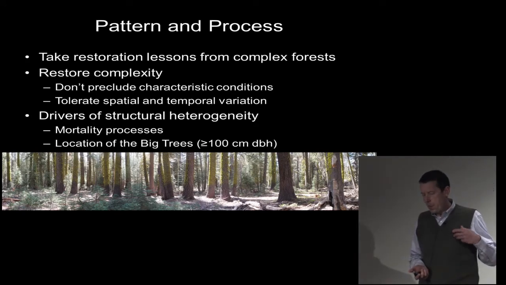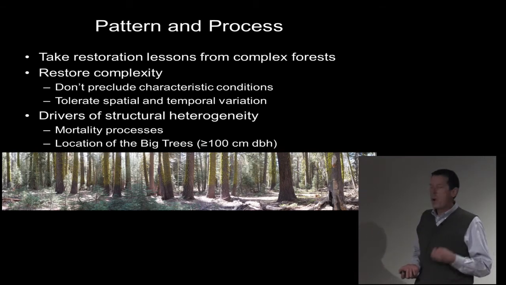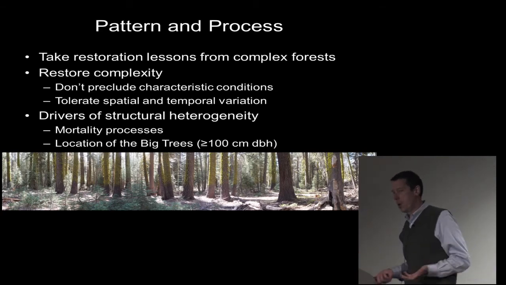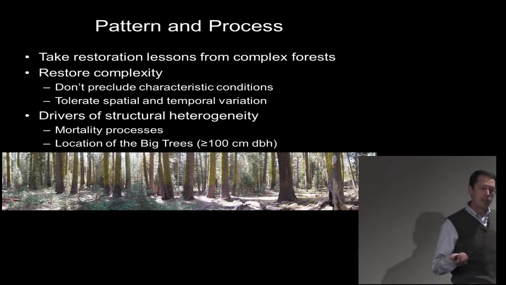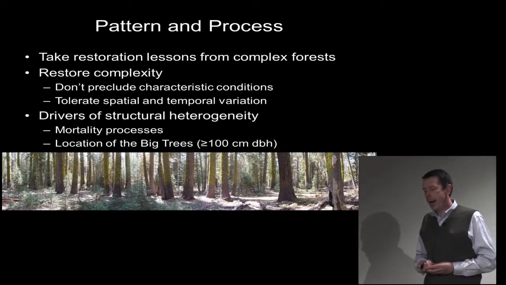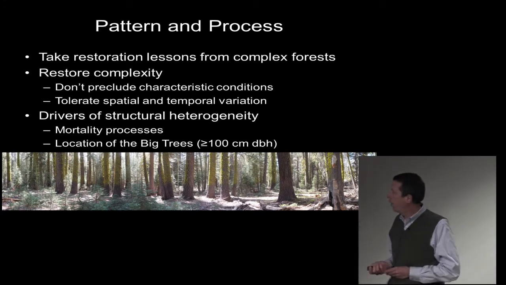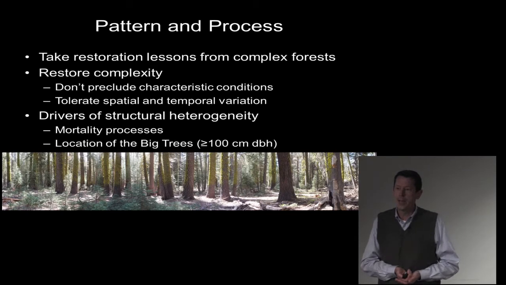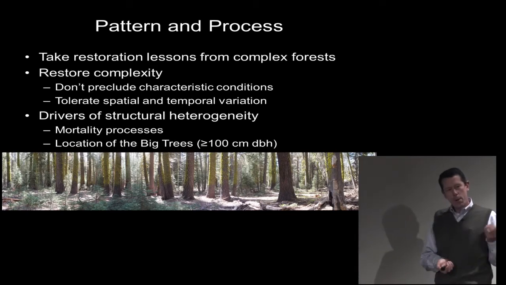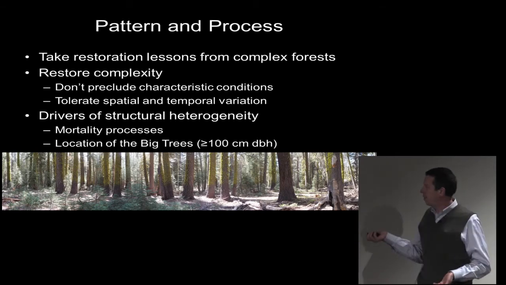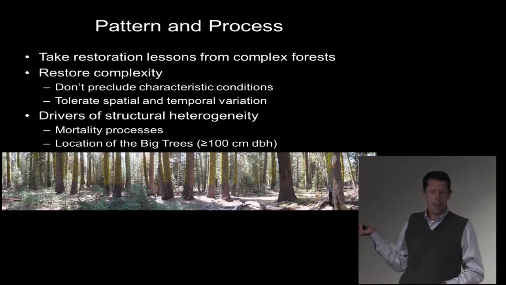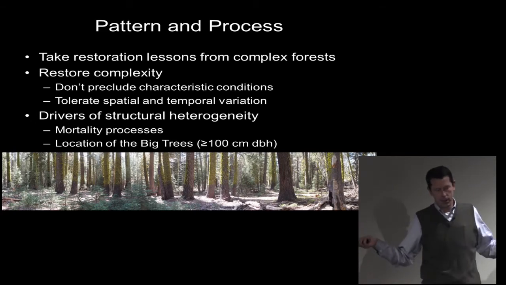So given that we can take some lessons from the primary forest, we might now turn to structural heterogeneity itself and say, well, what is responsible for structural heterogeneity? And certainly things like mortality processes, we all know that different mortality agents create heterogeneity in forests. So I'll definitely return to mortality as a creator of heterogeneity. But there might be a very simple lens we could look at the variability in forest structure with, and that lens might just be, where are the big trees? I'm going to define big trees here as more than 1 meter in diameter. These are big forests.